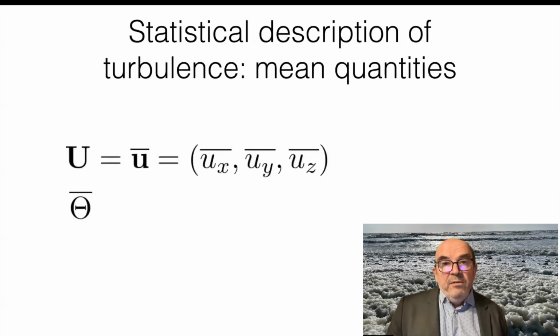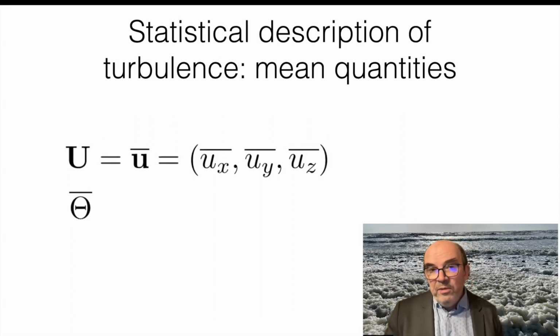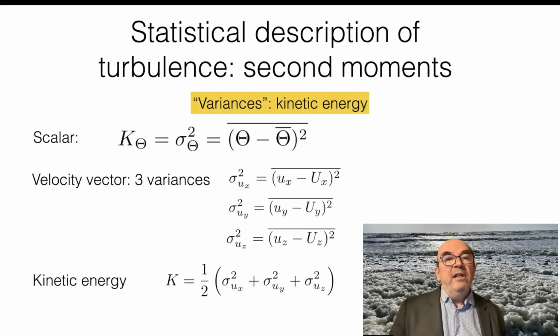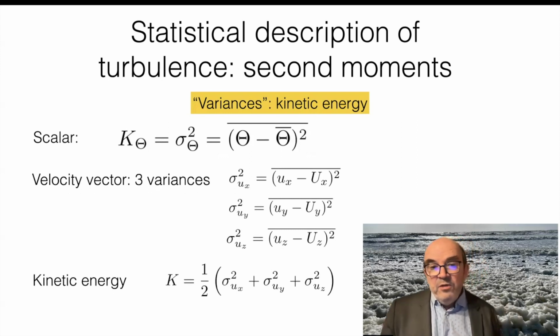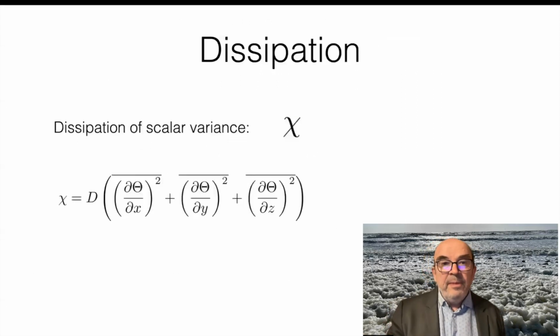So if we want to have some numbers to characterize turbulence, the first number could be the average of these quantities. And then the second moment, so like a variance. So we have the variance of the scalar, or you can also, because velocity is something which is a vector, have 3 variances. And if you add all these 3 variances, you divide by 2, and you obtain something which is called kinetic energy. So this K, which is shown here, is one of the characteristic numbers that is used in turbulence.